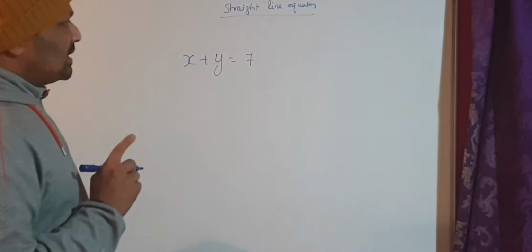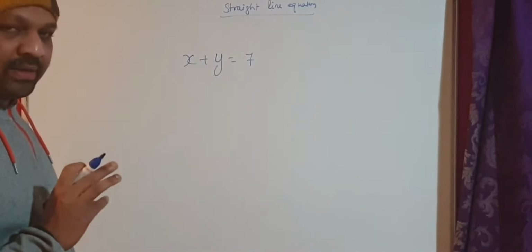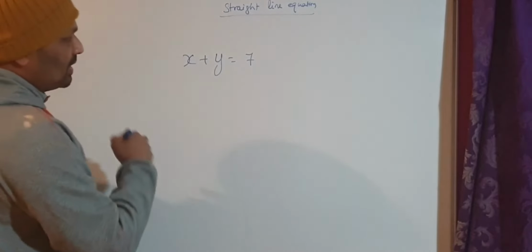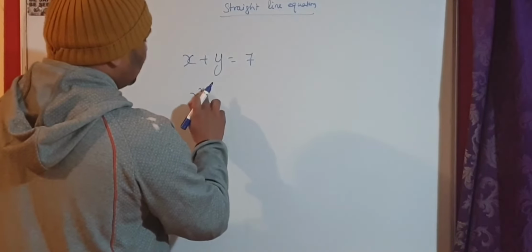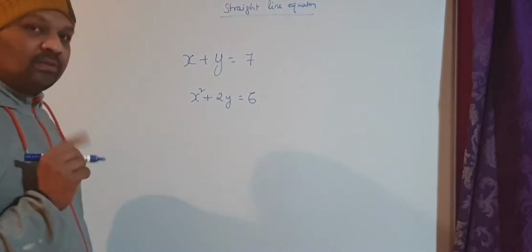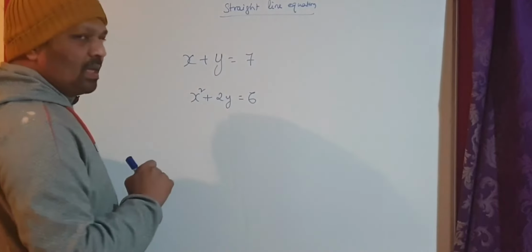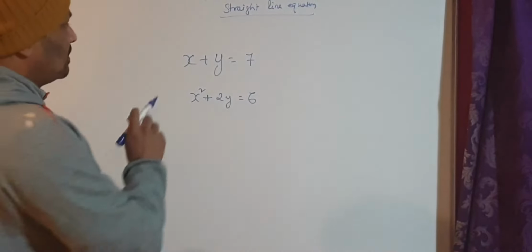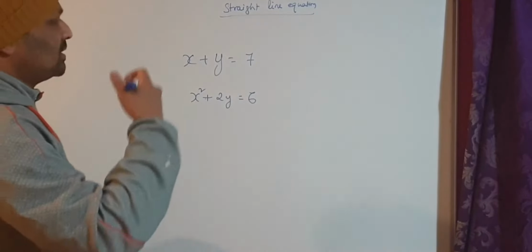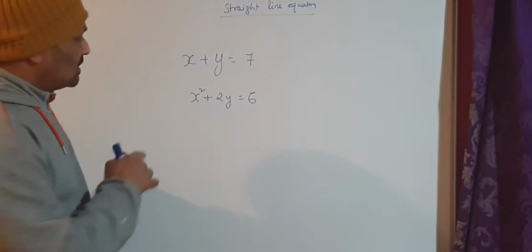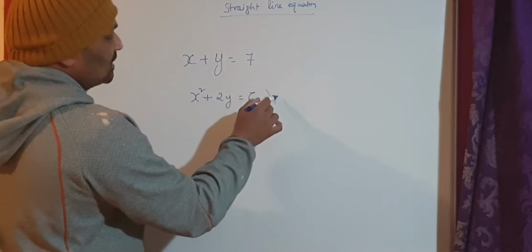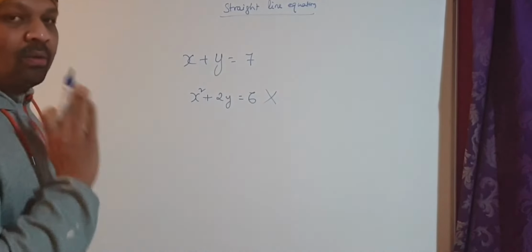I said it should have only an x term or a y term or both, and it may or may not have a constant. I'm going to give you another example. X square plus 2y is equal to 6. Is this a straight line equation? It is not, because there is an x square here. A straight line equation should only have x to the power 1 and y to the power 1. The power of x should not be more than 1, and the power of y should not be more than 1. In this case, the power of x is 2, which is more than 1. That is why this is not a straight line equation. This equation does not represent a straight line on a coordinate plane.